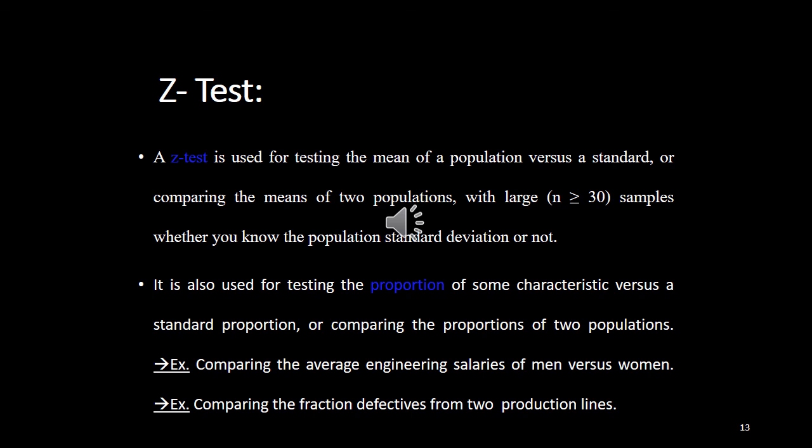The z-test is also for proportions. It is also used for testing the proportion of a characteristic versus a standard proportion, or comparing the proportions of two populations, for example, comparing the average engineering salaries of men versus women, or comparing the fraction defectives from two production lines.